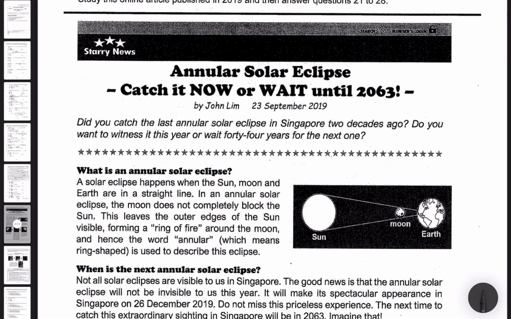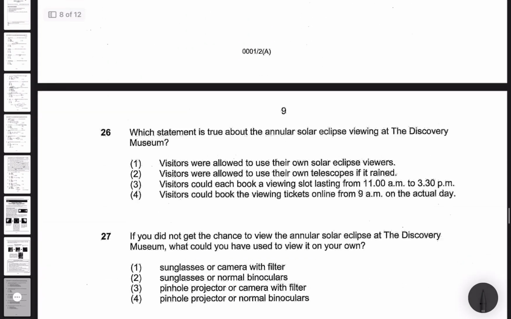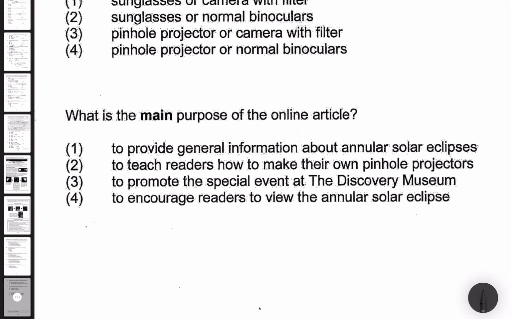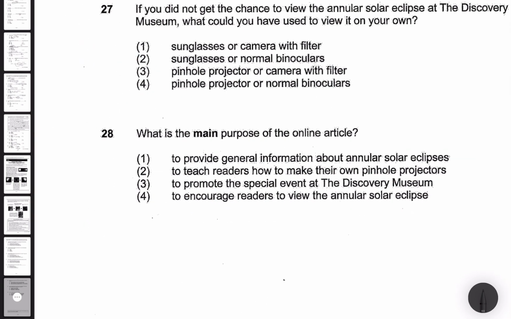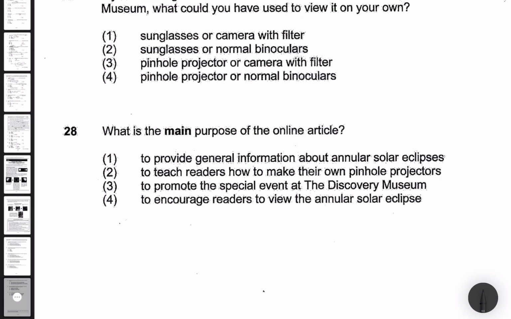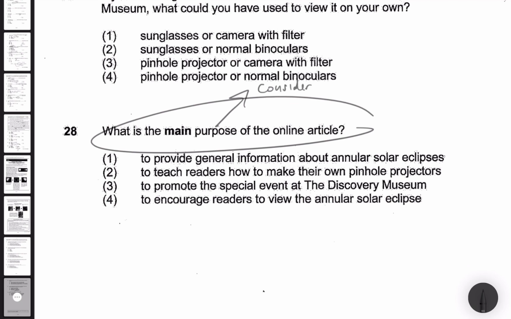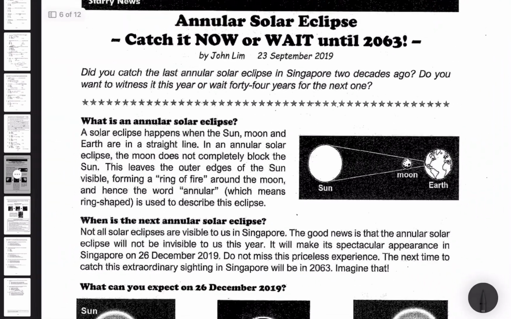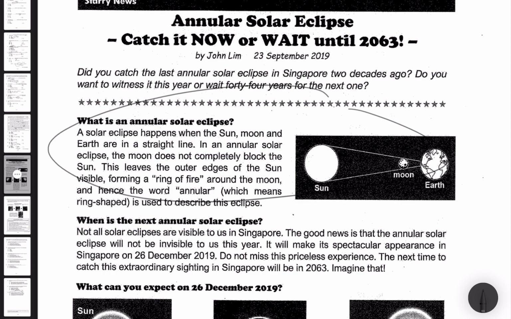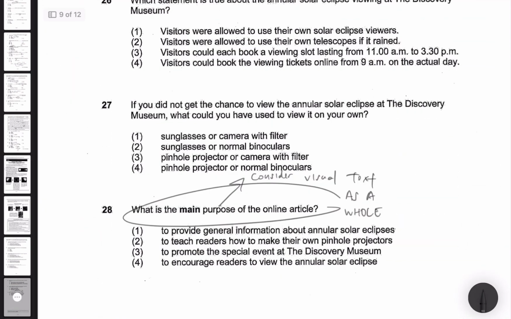Okay, visual text. Again, I just want to touch on question 28. If you watched the 2021 paper, I've done the same thing. I think it was 2021 actually. Yes, 2021 or 2020. Can't remember. But basically, I just want to touch on this. What's the main purpose, right? Remember, for main purpose, consider the visual text as a whole. Okay, not just an individual section. All right. So what I mean by this: to provide general information about annular solar eclipses. See, if I pick that as my answer, I'm just looking at this, right? Then I'm ignoring the rest of the visual text. So it can't be this.